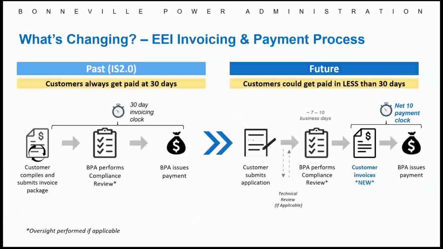So we have talked about some of these things. This may be a repeat, but it's important to repeat, partly because it's a bit of a shift, and also because it's related to what we're talking about today. So in IS2 previously, you would submit an invoice package, compile and submit it, and that would start a 30-day clock. VPA would complete their compliance review, possibly oversight, but generally that would be done and the payment would be issued 30 days from the date that you initially submitted it.